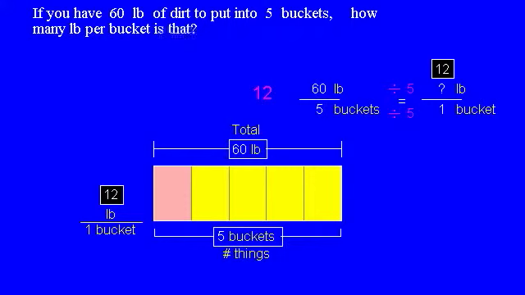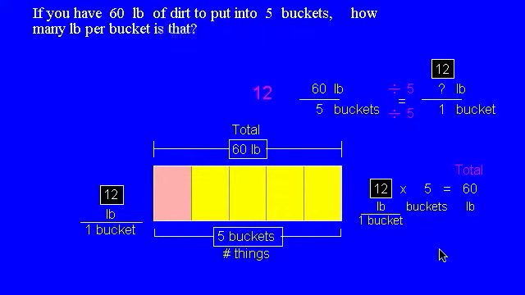There are 2 types of division problems. This one is the inverse of a multiplication problem. Here, if you have 60 pounds of dirt to put into 5 buckets, how many pounds per bucket is that? So a multiplication problem is when you're given a value for one thing and asked for the total for more than one. Here you're given the total for more than one and asked to find the value for one of them. So that's a division problem. So here you have 60 pounds for 5 things. So for one of them, 60 divided by 5 is 12.